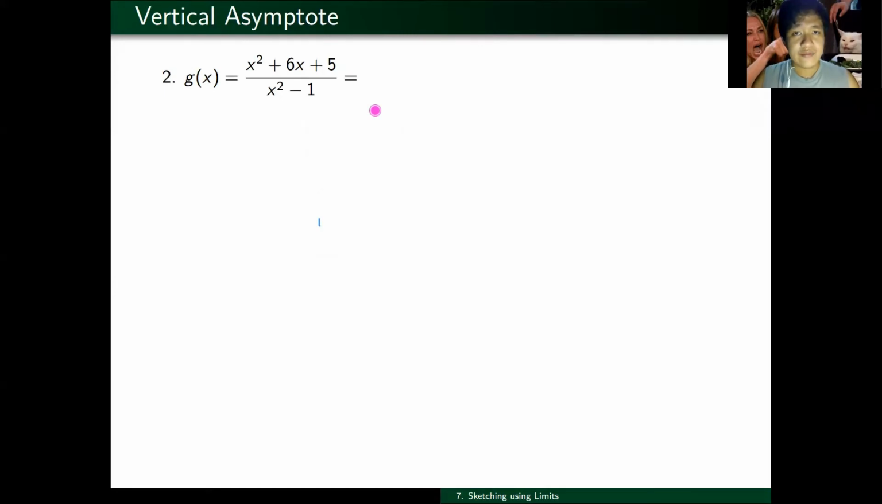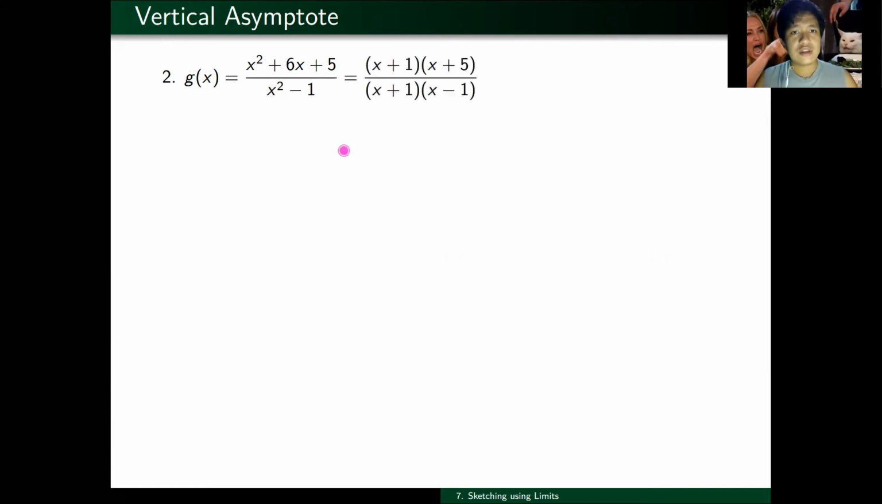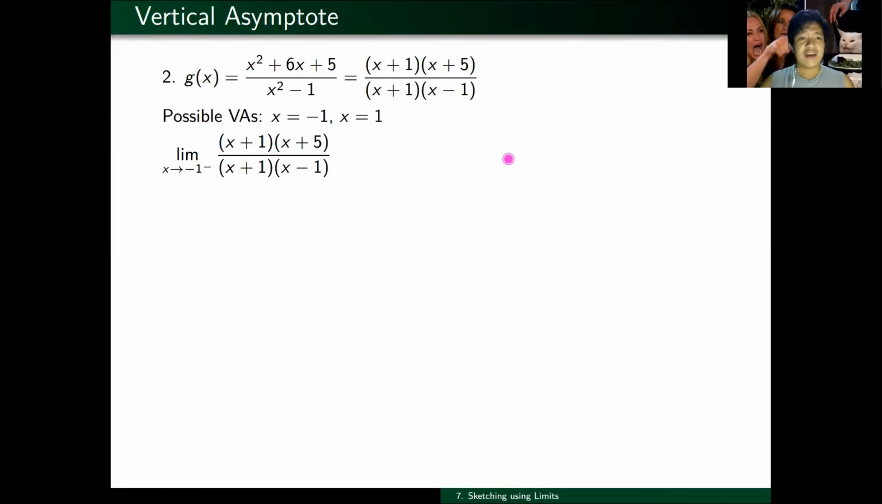Well, this time, we have this, and I want to know your suspects for vertical asymptotes, meaning the values of x that will make your denominator 0. But if I factor this, yung taas magiging x plus 1 times x plus 5, yung baba magiging x plus 1 times x minus 1. Okay? So what makes your denominator 0? I have negative 1 and 1. Let's check. Negative 1 muna tayo.